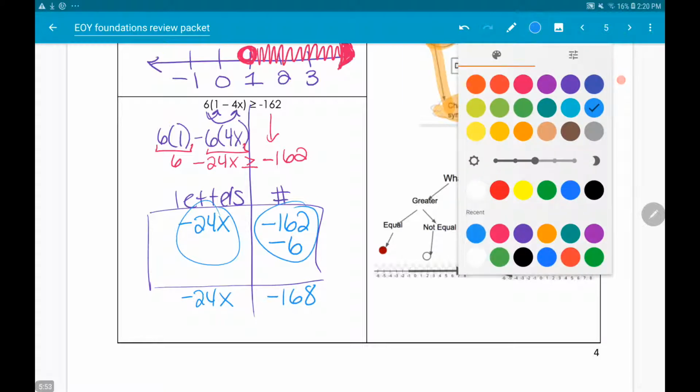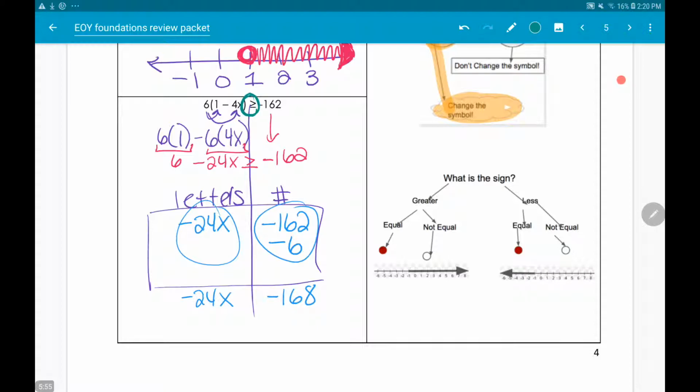Okay, just like before, I need to bring down my symbol, so no equal sign. Now I have a greater than or equal to. I'm going to divide, and I ask myself, did I divide by a negative number? Yes, so we change the symbol, so I'm going to flip it. So that is a 7.